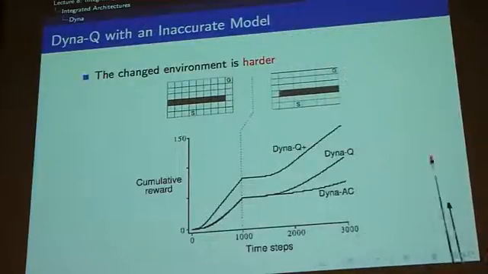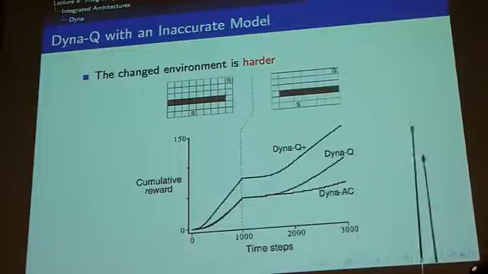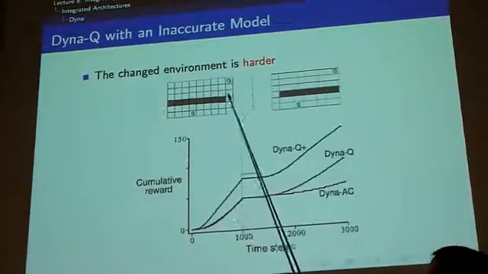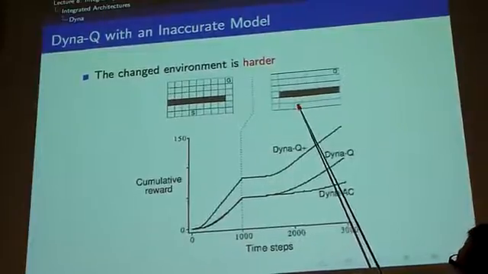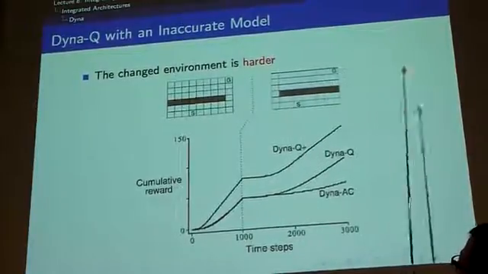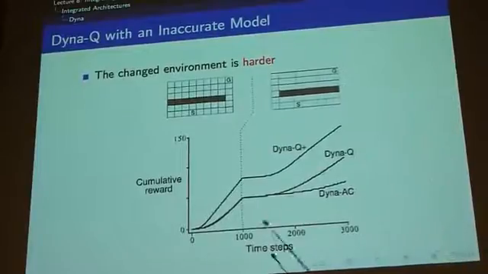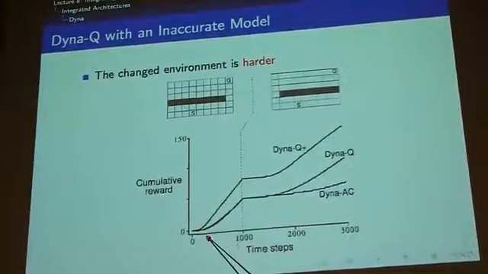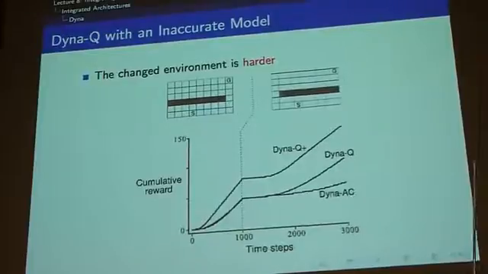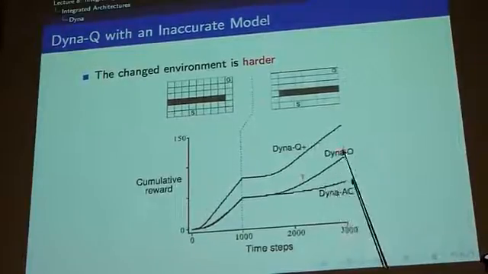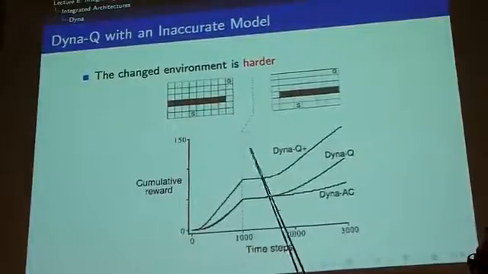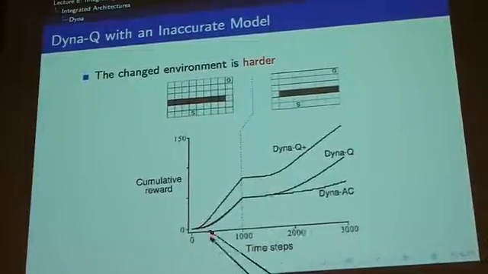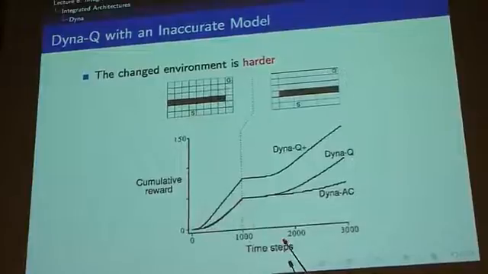So this is just a couple of slides to illustrate what happens if you use an inaccurate model. You can start with a simple maze like this, going from here to here, and then you can say, well, what happens if we make it harder, like this? This is just an illustration to show that this is basically the point at which the problem changes. Okay?